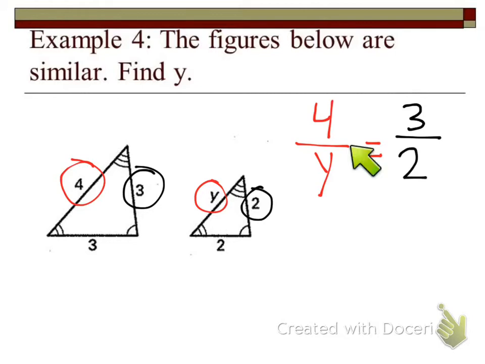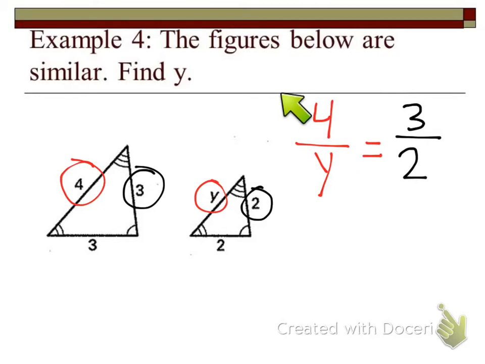Now, all you need is 2 ratios to set equal. We don't really care about the third set of sides. Sometimes they don't even give you all 3 of them, so just focus on the ones you know. And just focus on 2 of them. So now that we have a proportion set up with our y, how are we going to find the y?